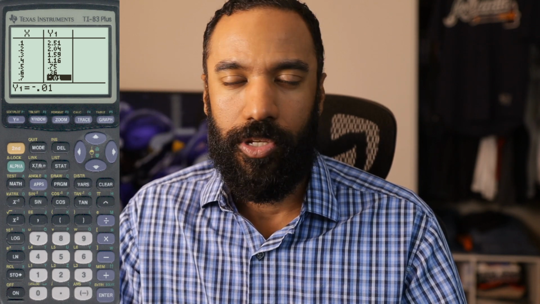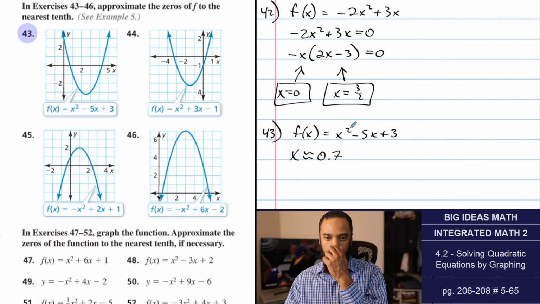Here's where I can use this calculating feature where I can go by 0.1 and I can look through the table. I'm going to see where this graph goes from positive numbers to negative numbers. And it goes from 0.6 to 0.7. It goes from 0.36 to negative 0.01. So it's closer, because negative 0.01 is closer to 0 than 0.36 is, then x equals 0.7 is the best approximation for that. So x is about 0.7 is one of my zeros to this solution set.